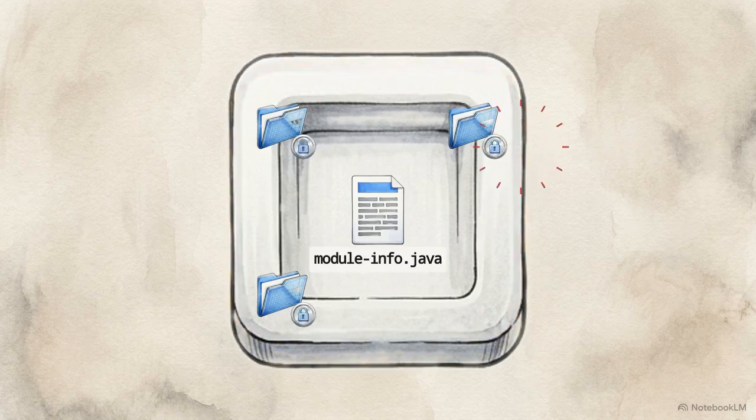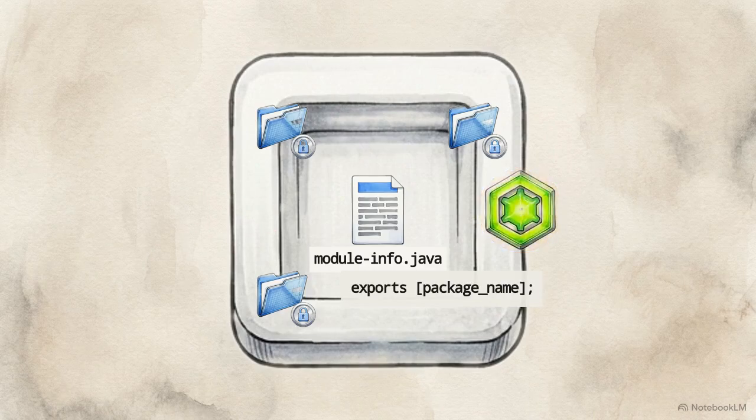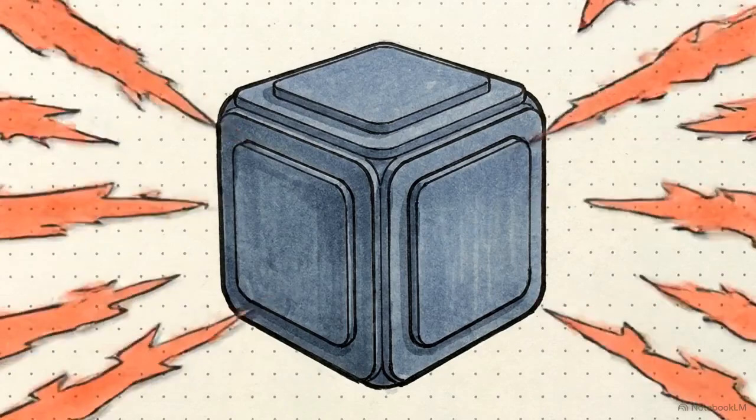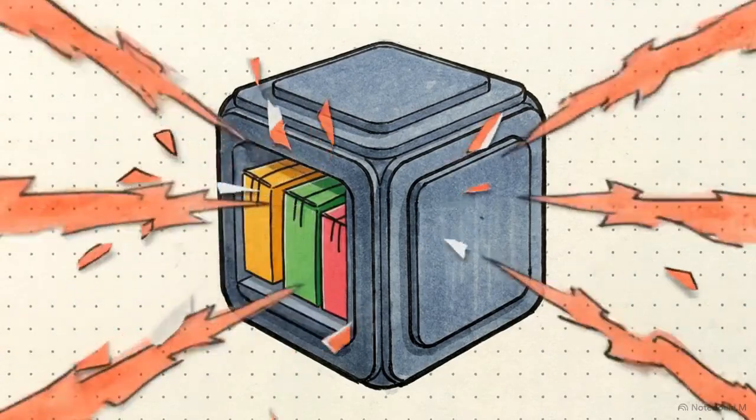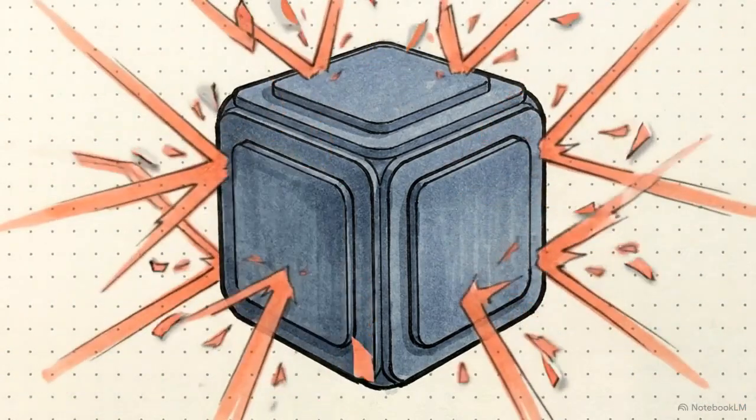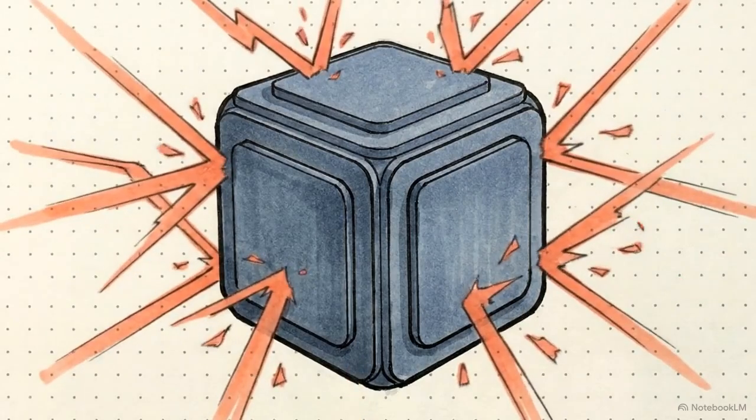By default, this file enforces strong encapsulation. Every internal package is locked down and hidden. To share a specific tool, they explicitly write an exports command, opening a gateway through the boundary. Without this explicit directive, the module system prevents outside code from accessing those internal packages, keeping implementation details protected.